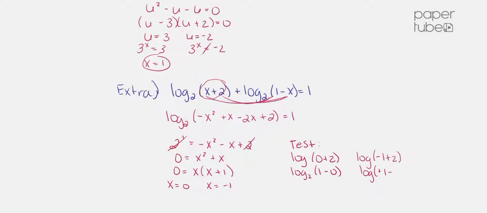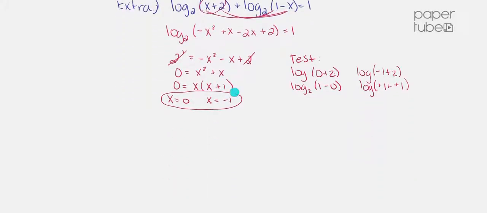whoops, that's a +1 over here, minus -1. Those also are both positive. We've got 1 and 2. So even though x is a negative number, it doesn't cause any issues because of the transformations that are happening to those logs. All right, that's everything.